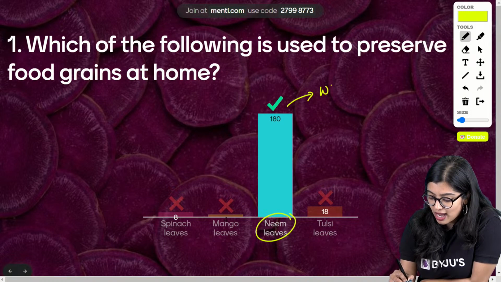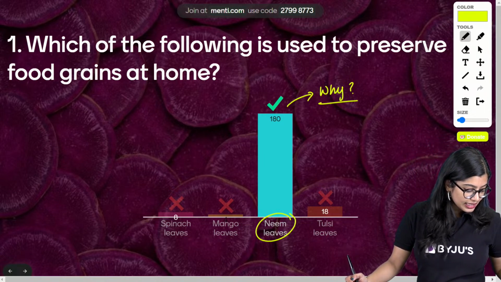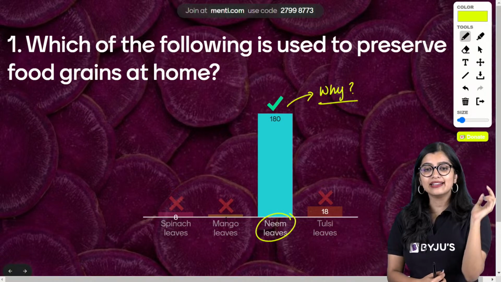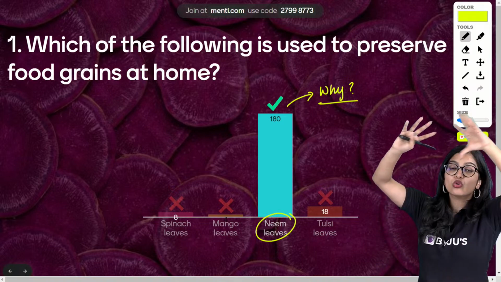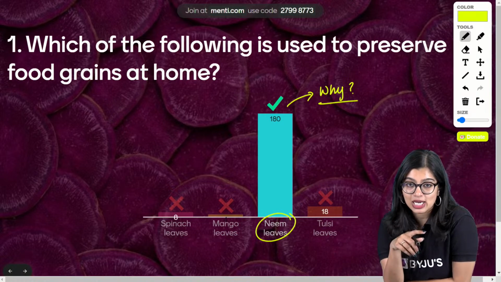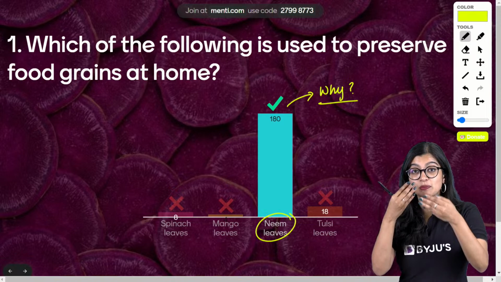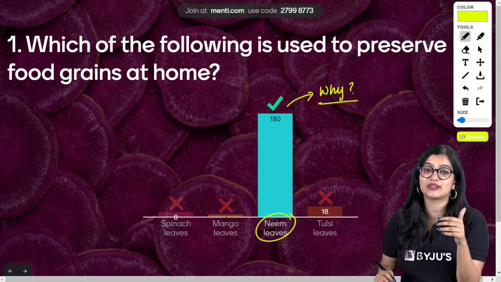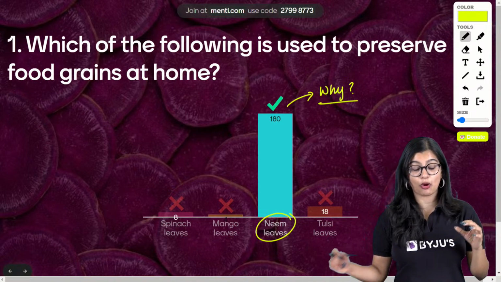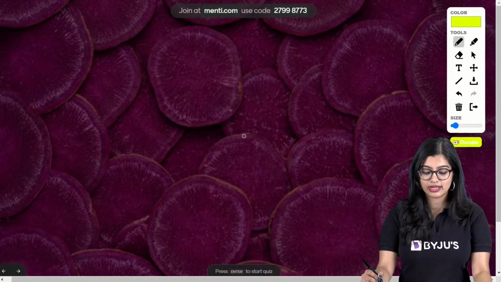Now, how many of you can tell me why neem leaves were important? Why are we putting neem leaves? Why not anything else? What is so special about neem leaves? Yes? Ma'am, it has antibacterial properties, and the neem has a very characteristic smell. How many of you have smelled the neem leaves? They have a very characteristic smell. So it keeps the pests away, and they have antibacterial properties as well, which prevents the growth of microorganisms. So the correct answer here is option C.